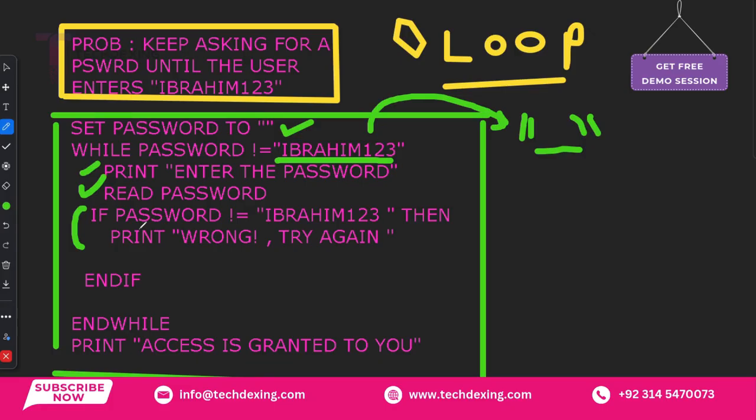Then you have to print wrong. Any error message you can print. I have printed here wrong, try again, or you can write any error message, this is the wrong password, anything you want. Keeping it simple. So here we have the end if and end while. If the user has entered the correct password, which is Ibrahim123 in this case, we exit this loop and just print that access is granted to you, because this is outside the loop.